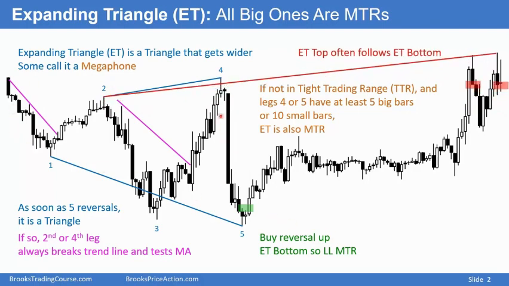Whenever you have an expanding triangle reversal and then the market gets to the opposite side, it usually tries to form a bigger expanding triangle. We have an expanding triangle bottom. We broke above the top of the triangle, tried to reverse down a second time. This is an expanding triangle top after an expanding triangle bottom.